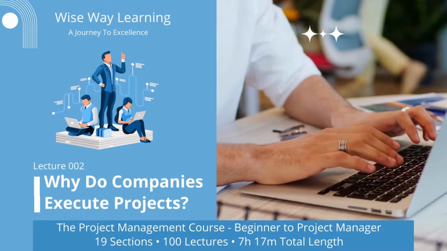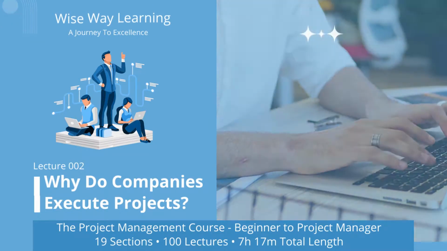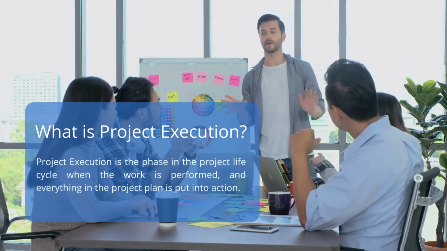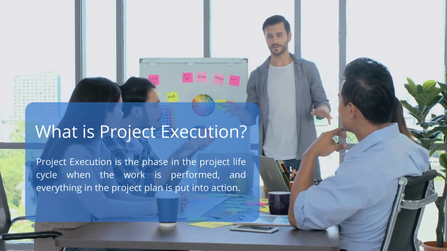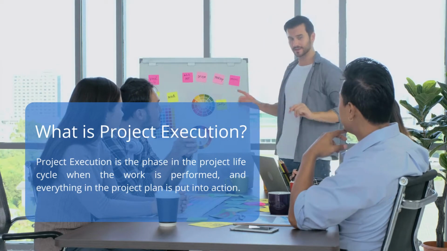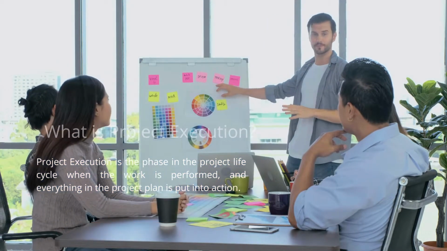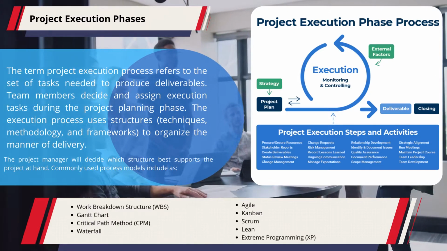In this video, we present why companies execute projects. What is project execution? Project execution is the phase in the project life cycle when the work is performed, and everything in the project plan is put into action. What are the project execution phases?